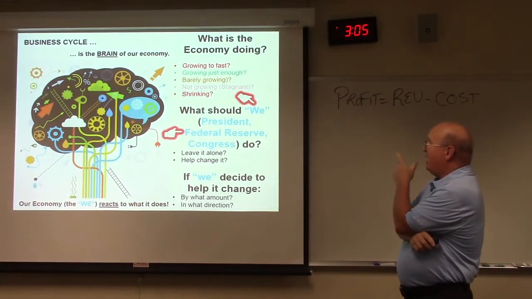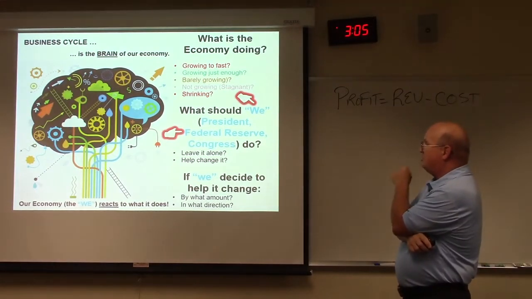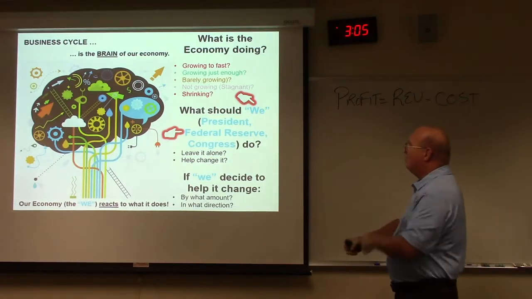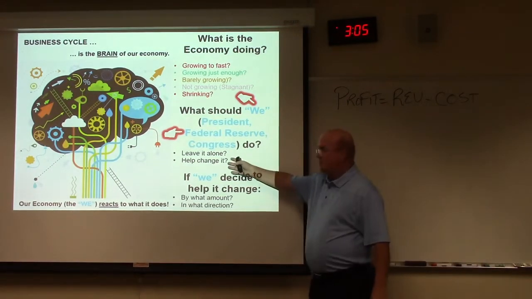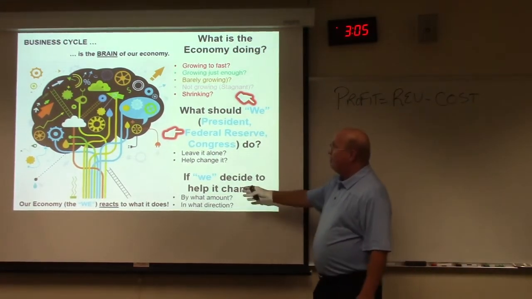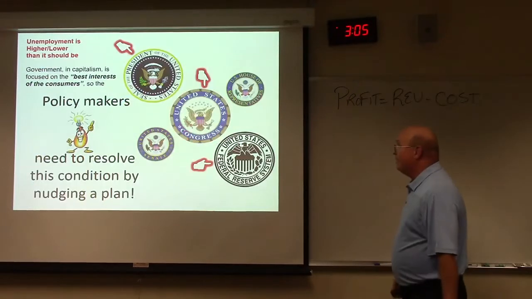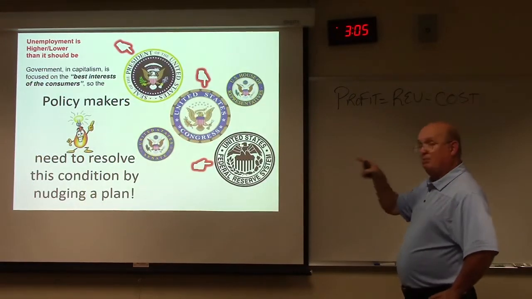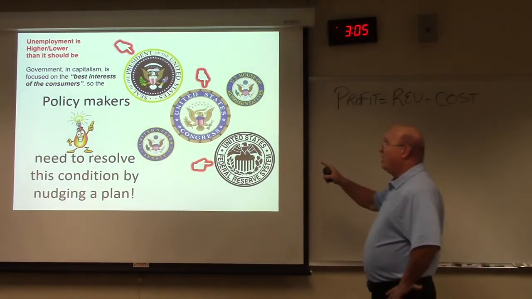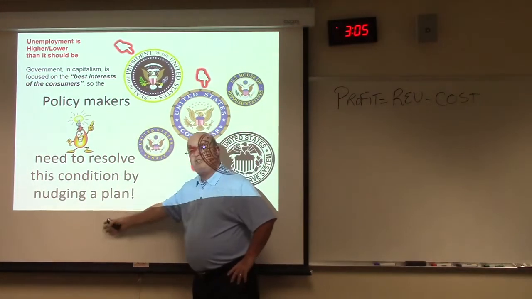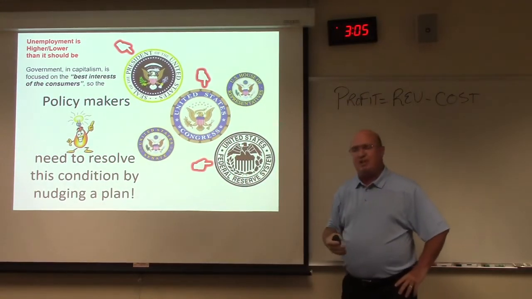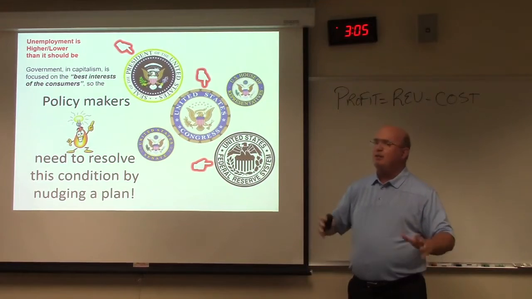what should we, meaning the President, Federal Reserve, or Congress, do? Should we leave something alone or help it change? Well, we'll actually take a look at this leaving it alone or helping it change when we get into the aggregate demand chapter. Remember, we're talking about these folks, the policymakers. All of their policies, they're trying to nudge us to do something, right? Sometimes they actually plain out come and say, this is what's going to happen, but that rarely happens.